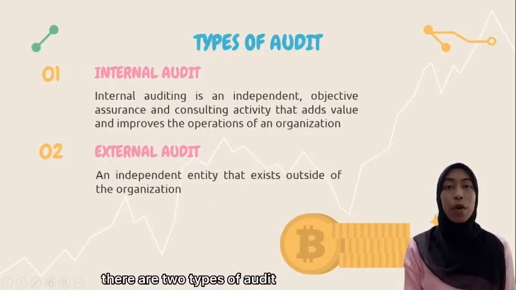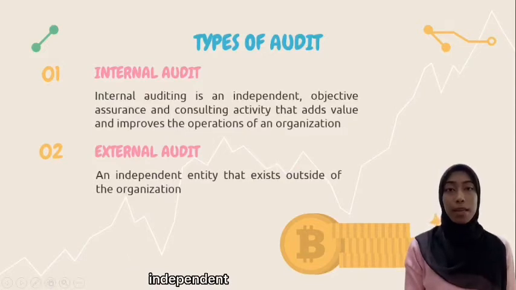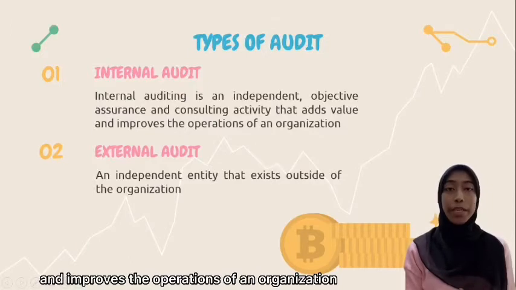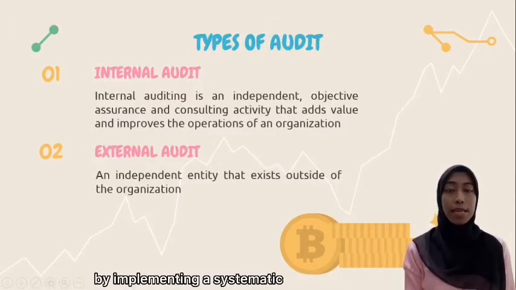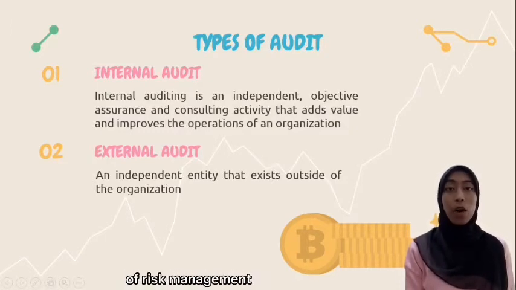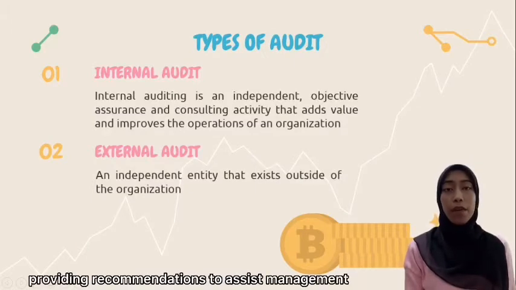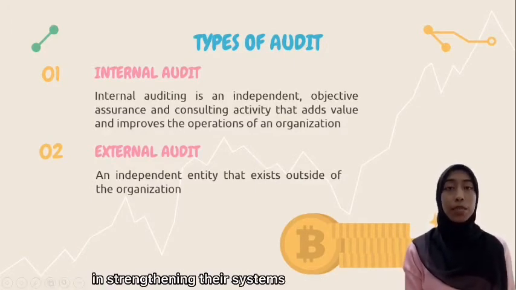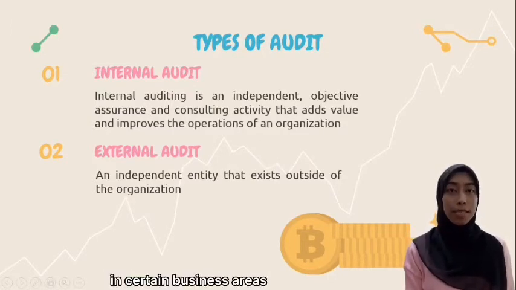There are two types of audit, which are internal audit and external audit. Internal auditing is an independent, objective assurance and consulting activity that adds value and improves the operations of an organization. It helps an organization achieve its goals by implementing a systematic, disciplined approach in assessing and improving the efficacy of risk management, control, and governance systems. Internal auditors often engage in a more advising role, providing recommendations to assist management in strengthening their systems and controls when they spot deficiencies in certain business areas.